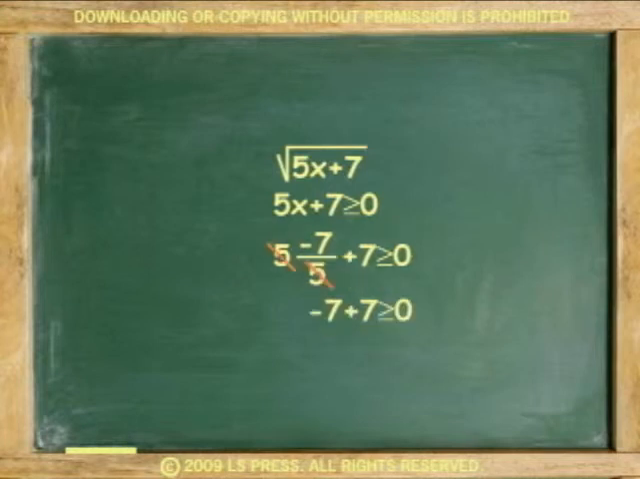Solving for x, we see that any value greater than negative 7 over 5 will make the radicand 0, which is where the positive answers begin.